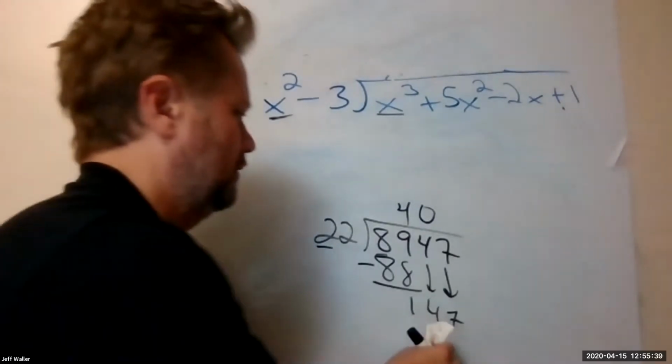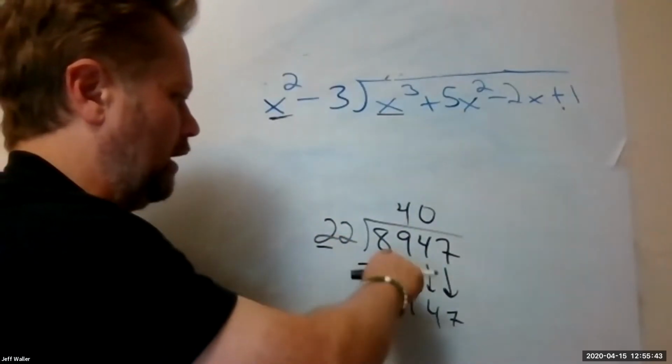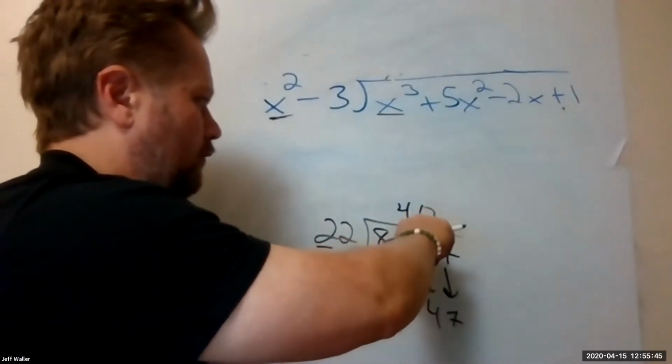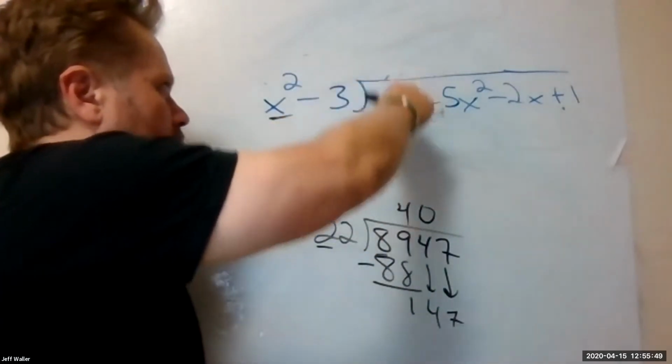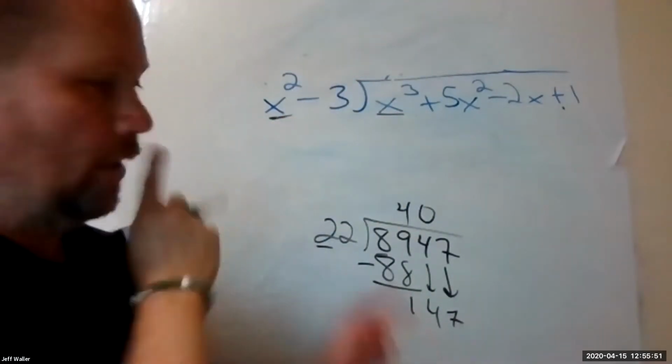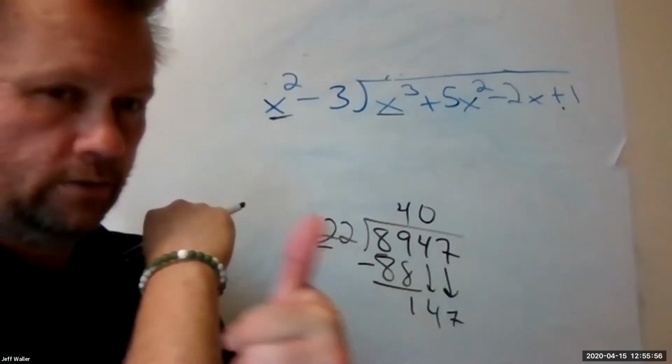Okay, so let me keep that there for a minute. First step was 2 into 8, goes 4 times, and then 4 times 22. First step, x squared times what is x cubed? Same way I did 2 times what is 8? 4, and that's why I put a 4 up there.